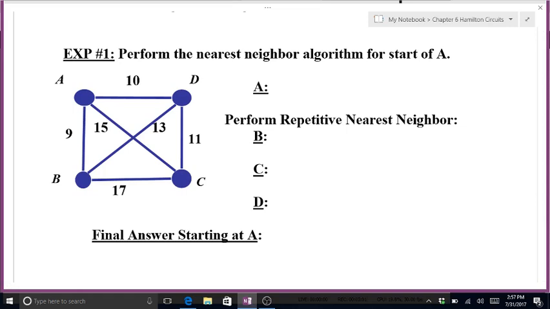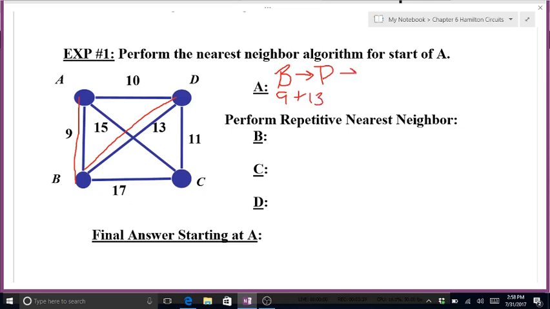So, nearest neighbor algorithm, if we start at A. When we start at A, our nearest neighbor is to go on to B. So A to B, and that has a weight of 9. From B, our next nearest neighbor is D, and that had a weight of 13, so we have to add 13 there.